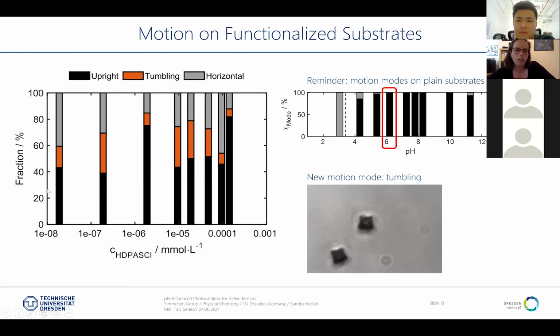Overall, if we interpret this plot, I think we can say that yes, there is an influence of the functionalized substrates on the swimmer motion, but unfortunately, this influence does not increase with increasing dye concentration during functionalization.